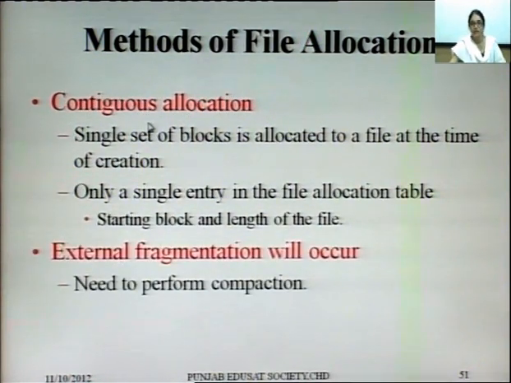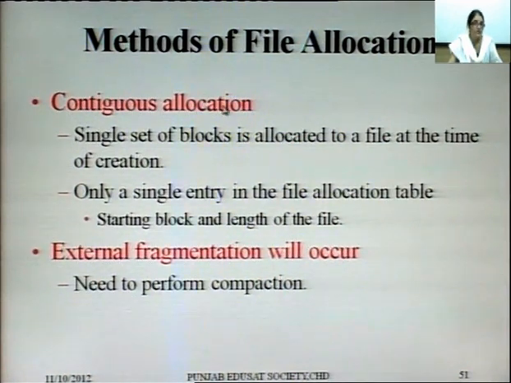There is a contiguous method of allocation in which a single set of blocks is allocated to a file at the time of creation. Only a single entry is used in the file allocation table. There is a table known as the file allocation table which is maintained to keep a record of the starting block and the length of the file.